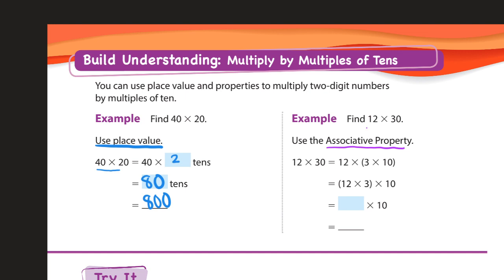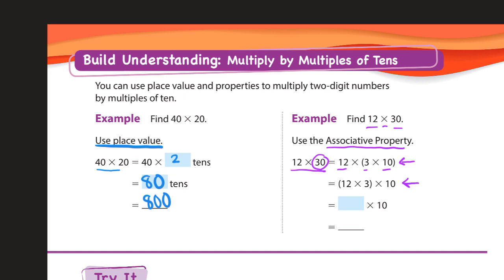So let's take a look at 12 times 30. Here they're showing us that 12 times 30 can also be 12 times 3 times 10. 3 times 10. Oh, 3 times 10 is 30. So they decomposed or broke down this number. Okay, so I see they grouped here the 3 times 10 first.